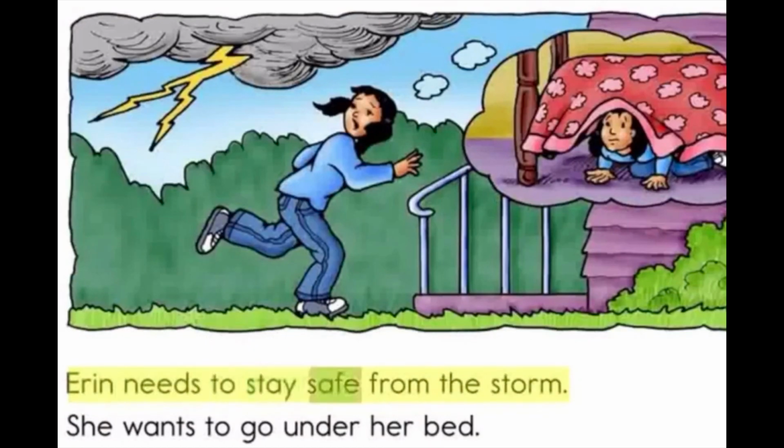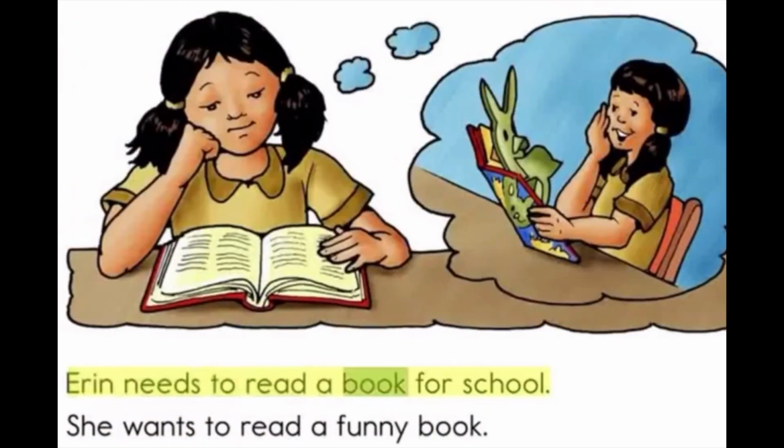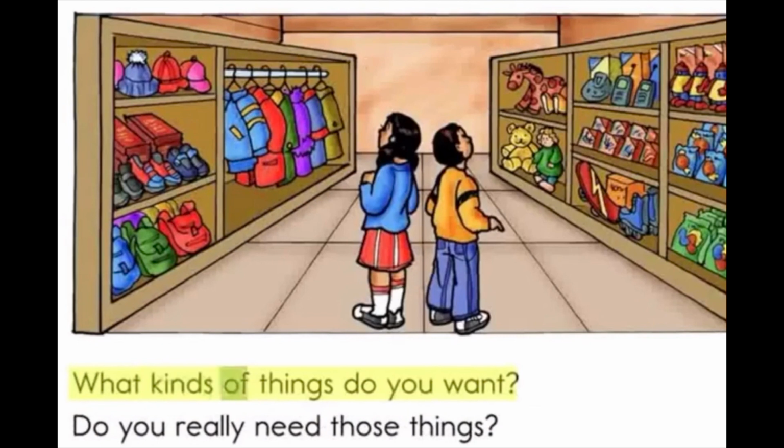Erin needs to stay safe from the storm. She wants to go under her bed. Jacob needs a way to get to school. He wants a new bike. Erin needs to read a book for school. She wants to read a funny book. What kinds of things do you want? Do you really need those things?